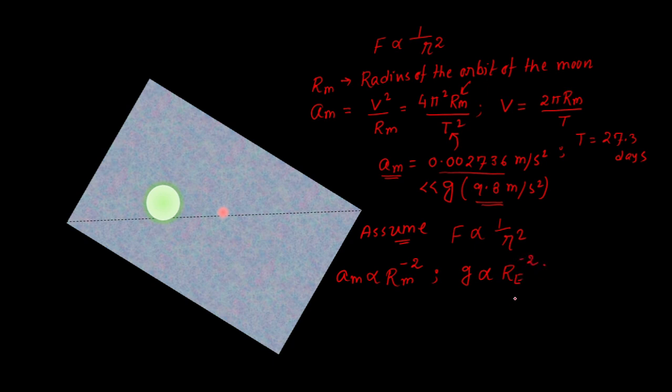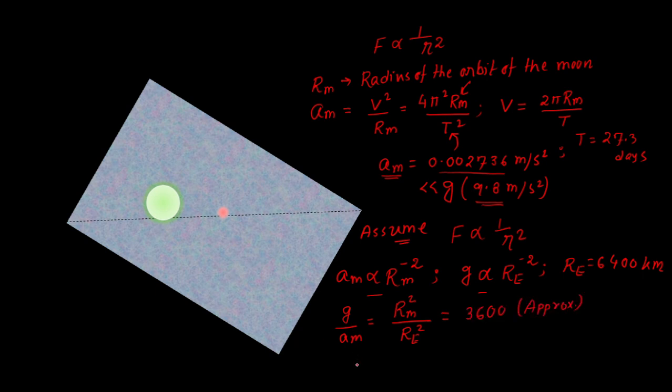Re is nothing but the radius of the earth, and it has a value of 6400 kilometers. So from these two relations we can write that g/am equals Rm squared upon Re squared. And if we put the values of Rm and Re, this turns out to be approximately this.